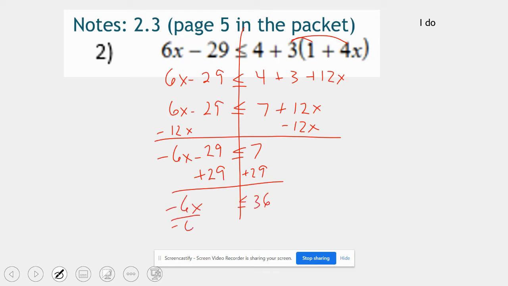Now I divide by negative 6 to solve. Since I divided by a negative, that changes the inequality to greater than or equal to. So x is greater than or equal to negative 6. Again, it doesn't matter what your result on the right is. Graph it, put a number on either side. Solid circle is equal to, arrow going to the right.